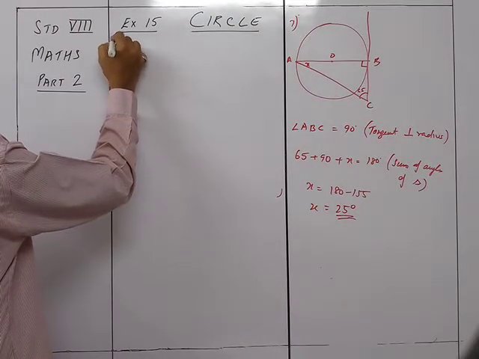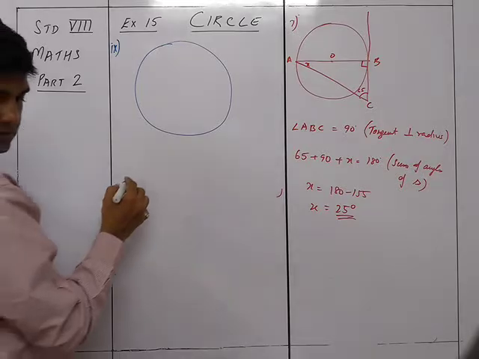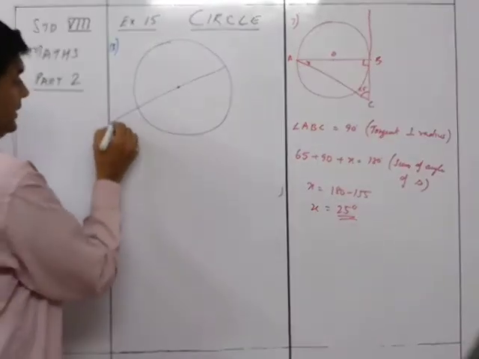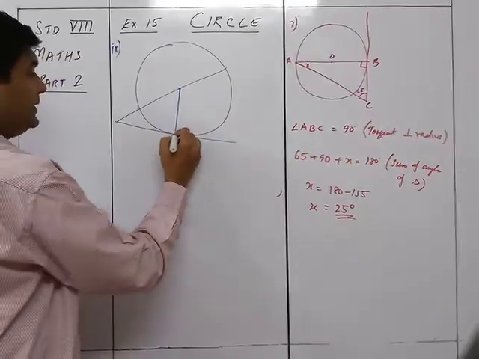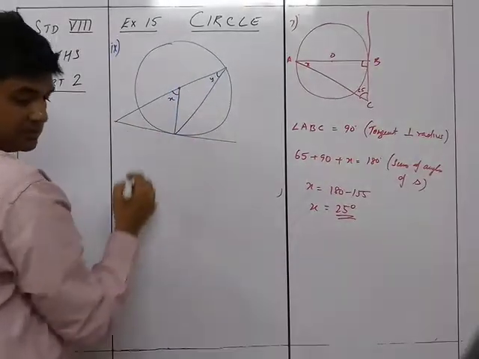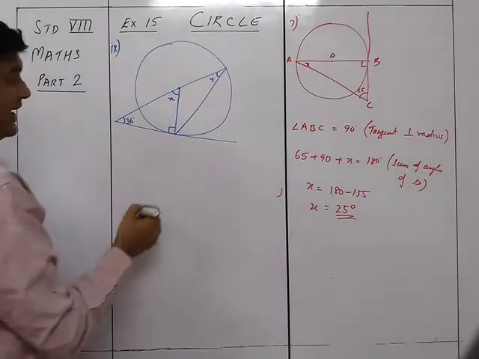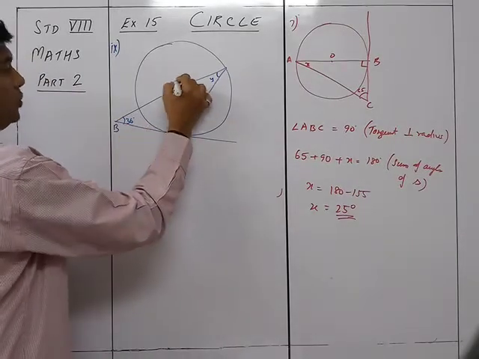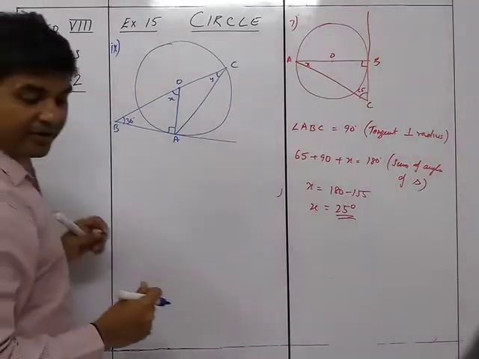So, sum number 9, a circle and diameter and a tangent. We're touching this part like this and this part like this. This is y, this is x, this is 36 degrees. Of course, this is 90 degrees because it's a tangent. So, this is, let's say, point A, this is B, this is O, this is C. We need to find out X and Y.